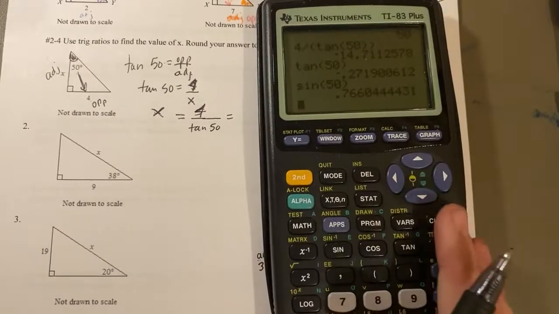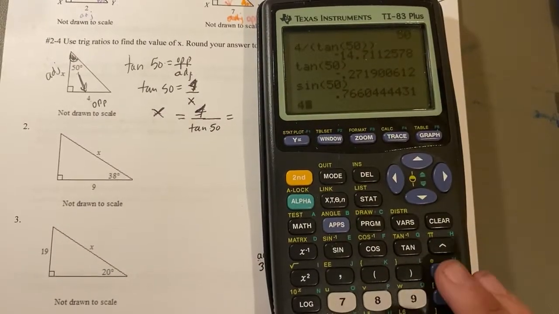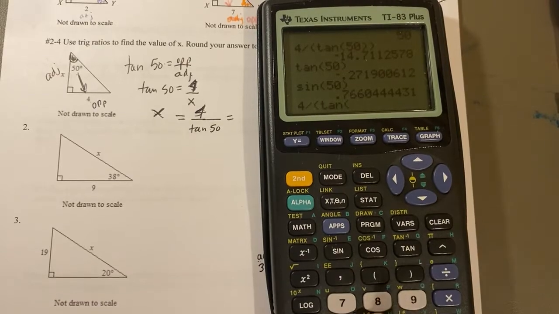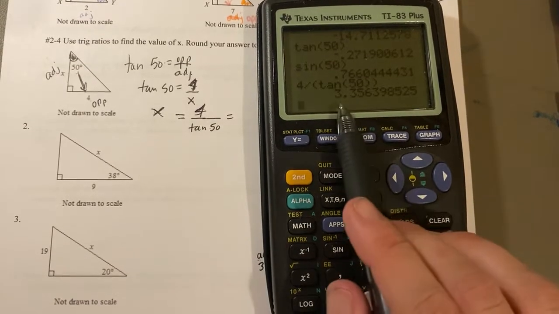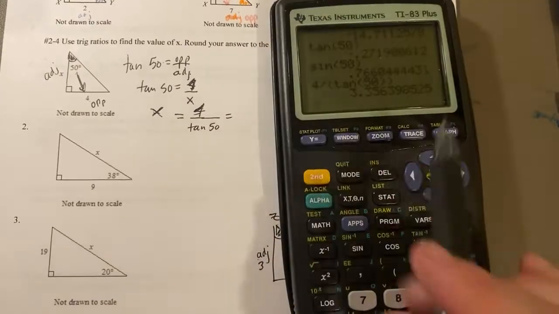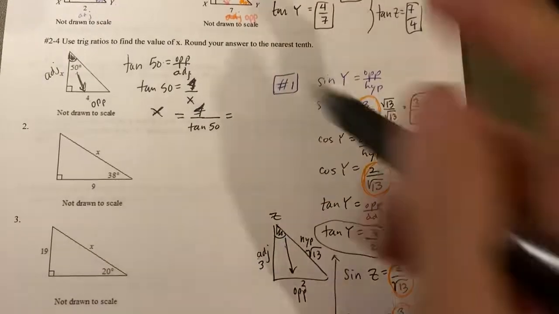So ultimately we just have to type this in, right? 4 divided by the tangent of 50. Okay, now I have a fancier calculator here, but this will still give it. And rounding to the nearest tenth, so 3.4.